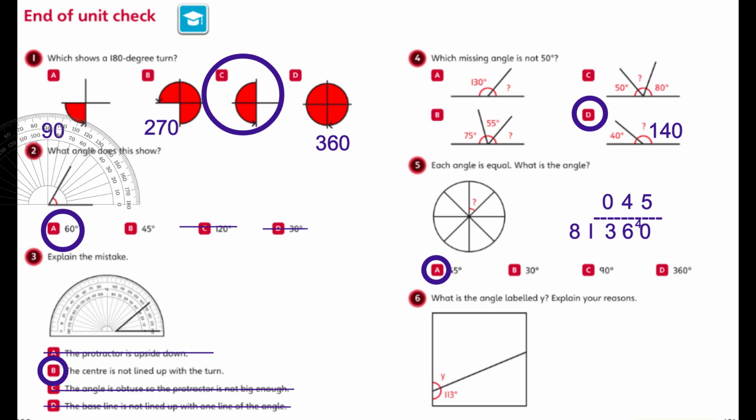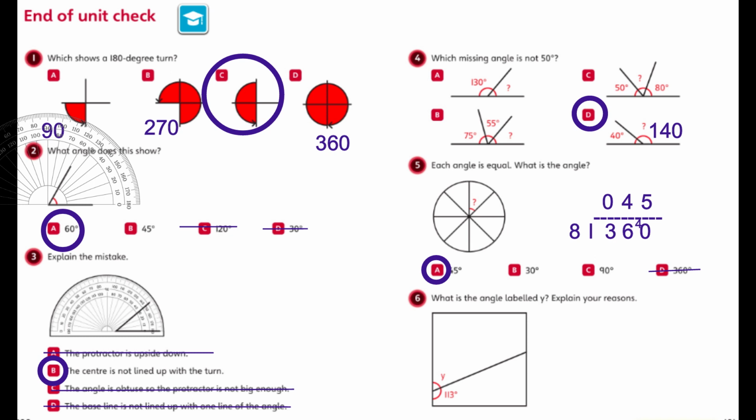Something else I want to point out is that some of those answers that they gave us, those choices, couldn't be correct. For example, D, the missing angle could not be 360 degrees because the full circle is worth 360, so how could each little turn be 360?